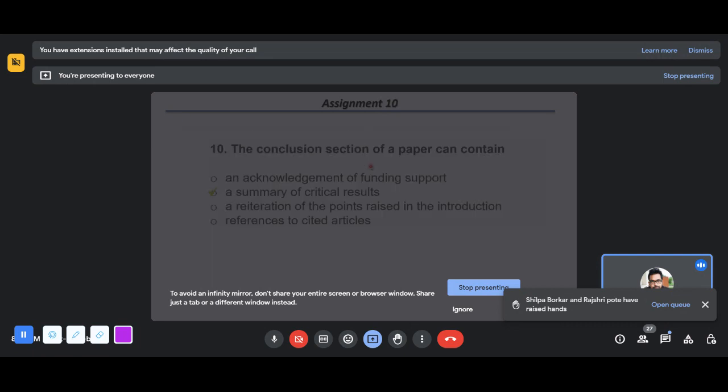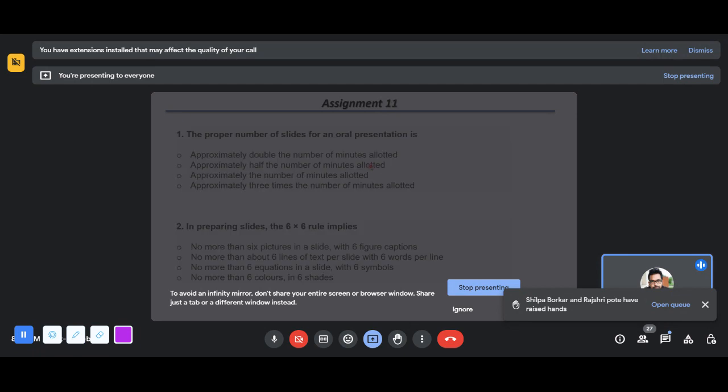Now, very related things are there in assignment 11, so I'll quickly go through that also. Basically, these are the typical rules for poster presentations and oral presentations. The first problem is the proper number of slides for an oral presentation. Again, there is no hard and fast rule, but you have to select the most appropriate.